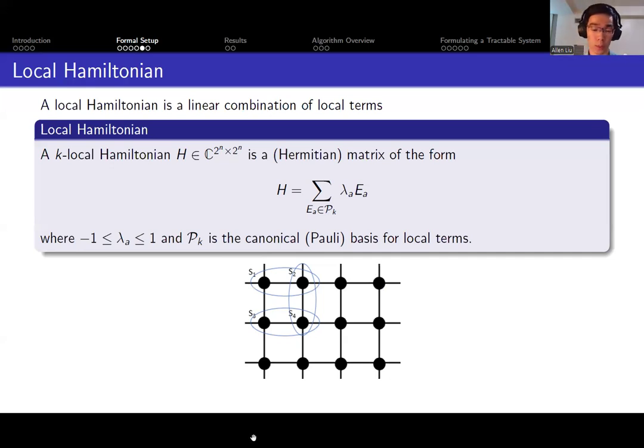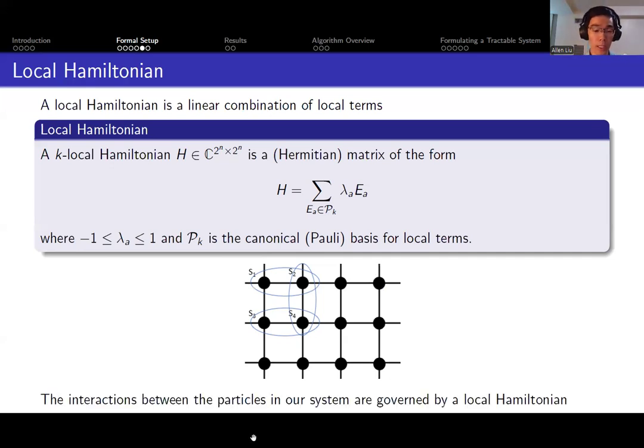Now the interactions between the particles in our system are governed by a local Hamiltonian. So this local Hamiltonian really is the aggregate of all of the individual local interactions throughout the system. It's a linear combination of all of these local interactions added together.